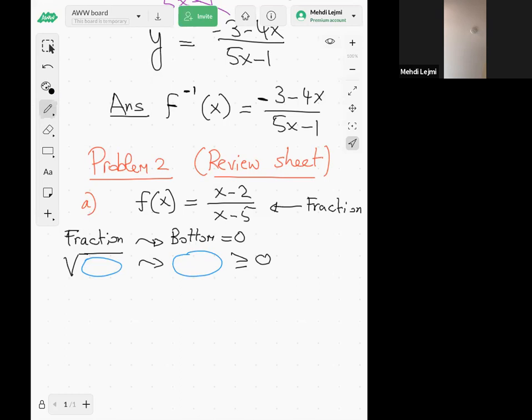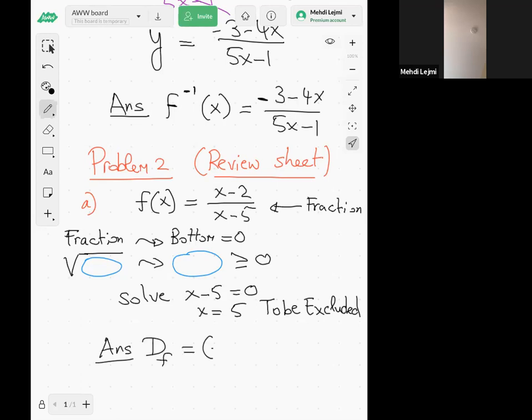So we have to solve x minus 5 equal to 0. And then x is 5. So this is to be excluded. So 5 is excluded from the domain of f. So the domain of f is going to be any real number except 5. So the answer, D subscript f, is negative infinity to 5 excluded, union with 5 excluded to positive infinity. So your domain will be the whole number line except the 5.